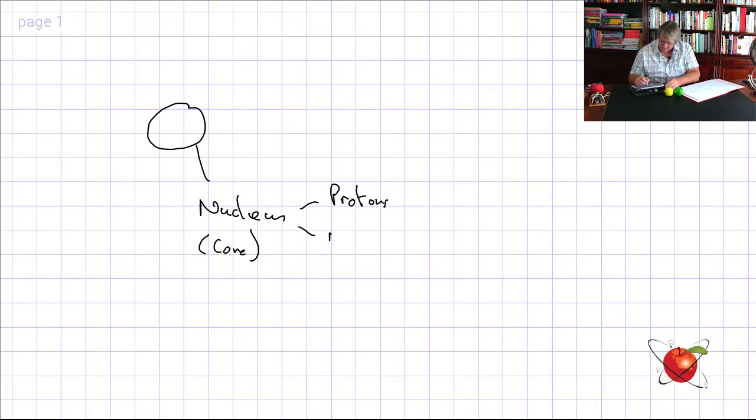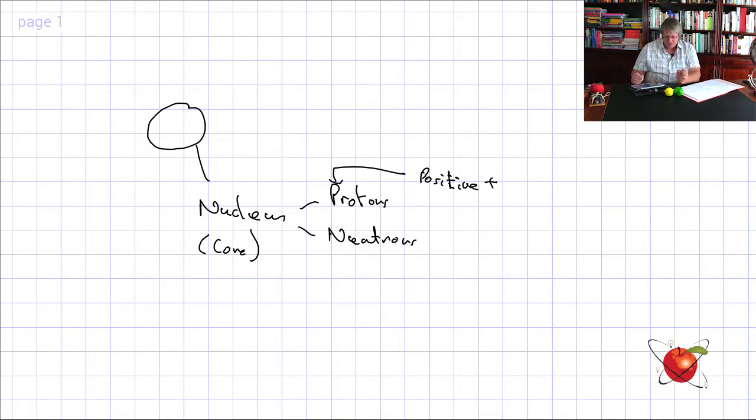and neutrons. Protons, P, positive. Protons are positive. So inside here we've got a proton. Neutrons are neutral, which means they carry no charge. They actually add weight. They're the weight carriers.